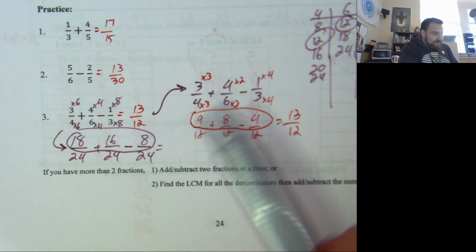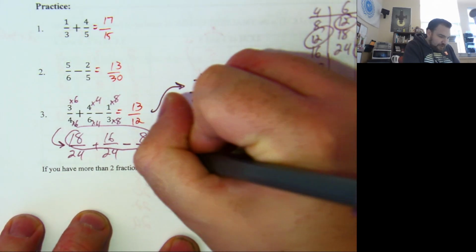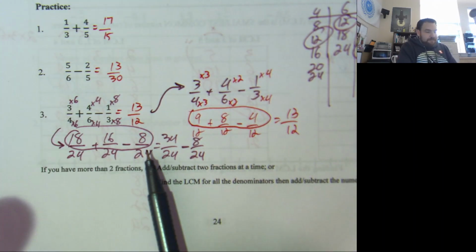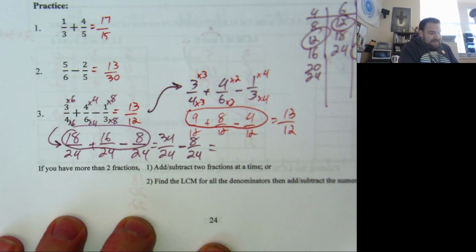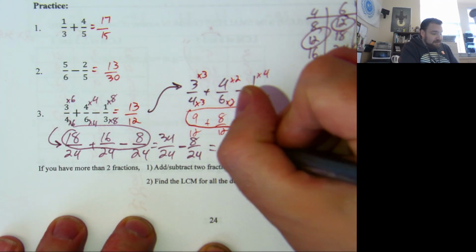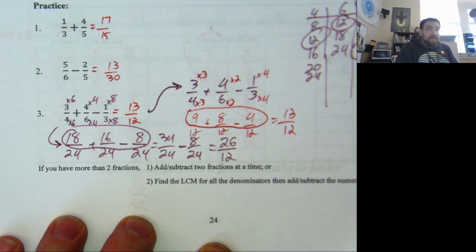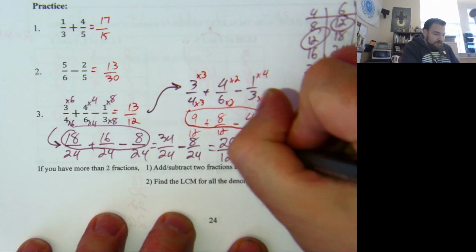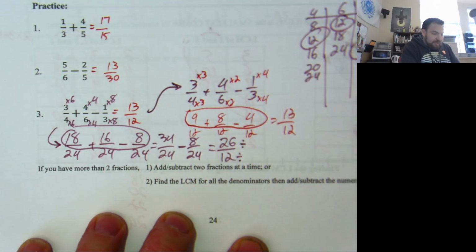34 minus 8, so this is going to give me 34 over 24 minus 8 over 24. I'm just going left to right. And then 34 minus 8 is going to be 26 over 12. And now we have to reduce. No, it's going to be over 24.